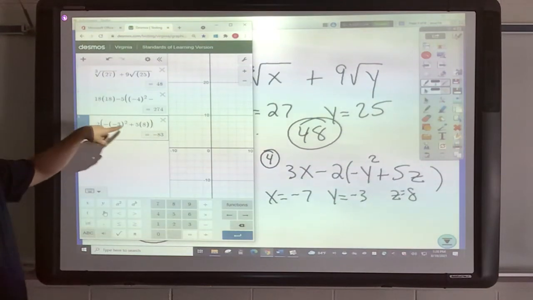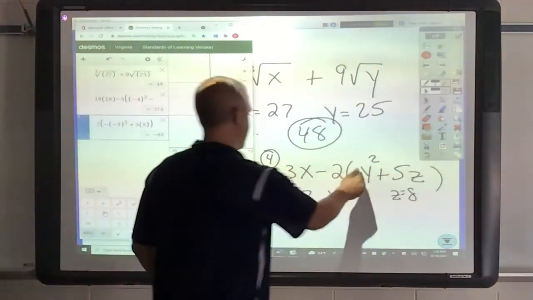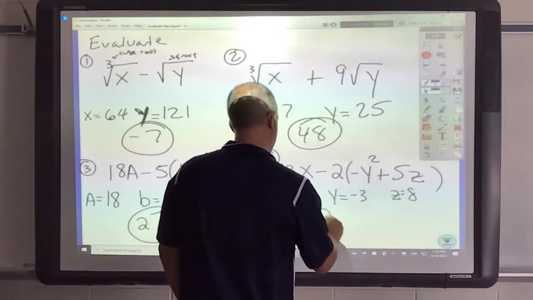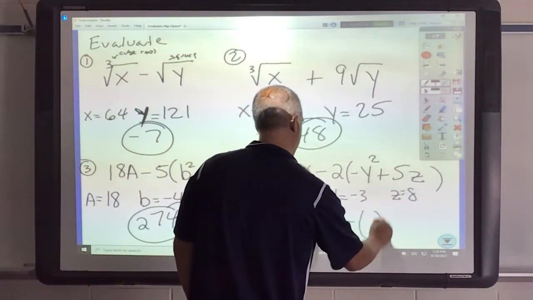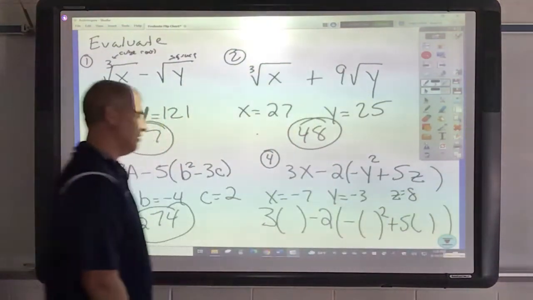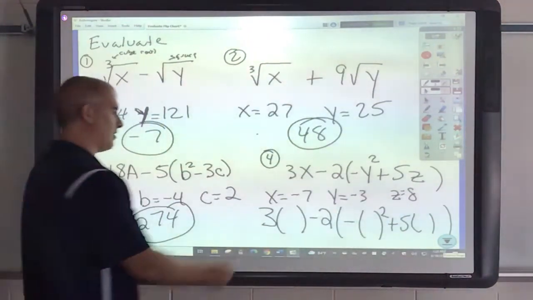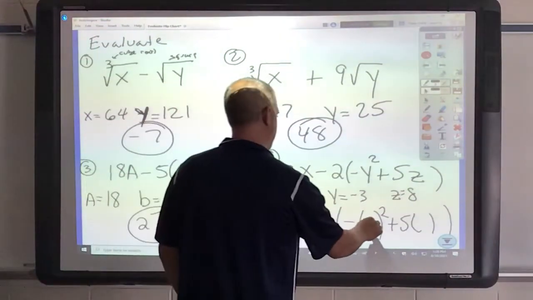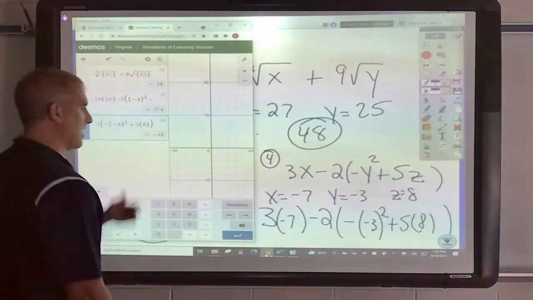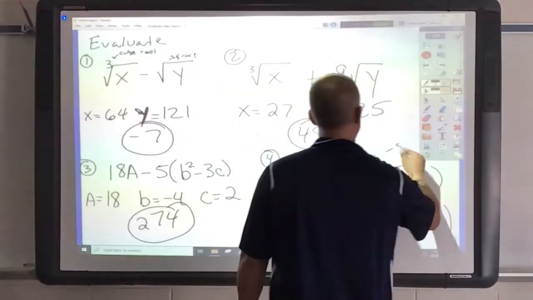So you got to be careful of that. Every spot, like I said, every spot where you see a letter is where a parenthesis will go. Okay, so that's basically what happens, and that's why I just do negative 7, that's why I do negative 3, and that's why I do 8. And that's how you type it in. Don't overcomplicate that. So that answer is negative 83.